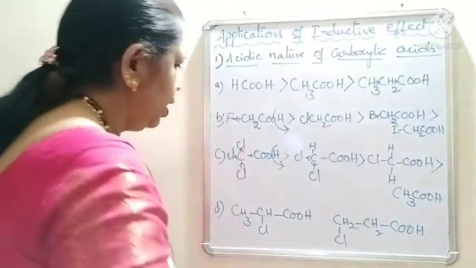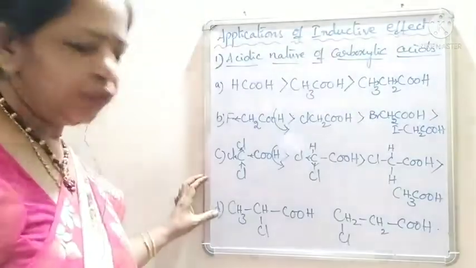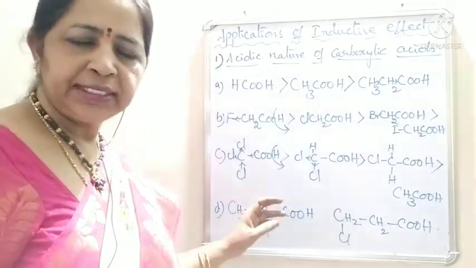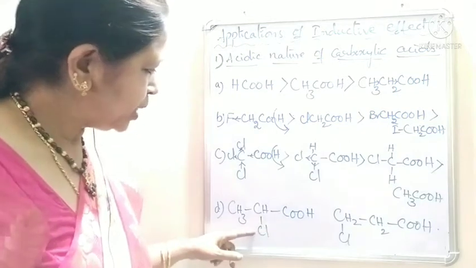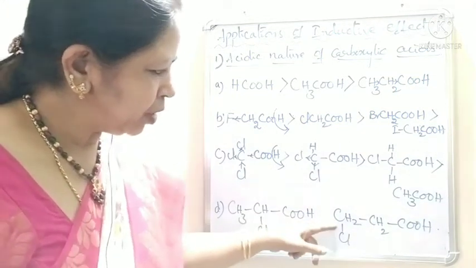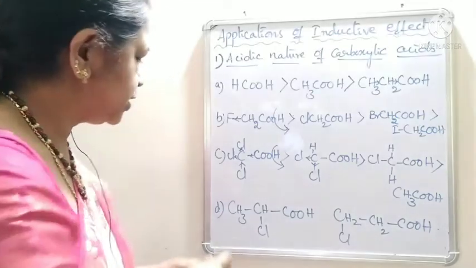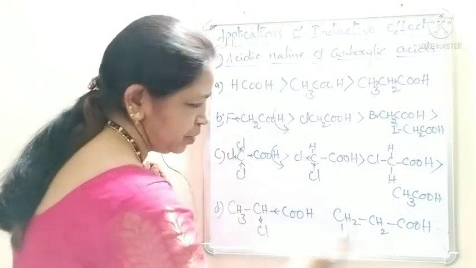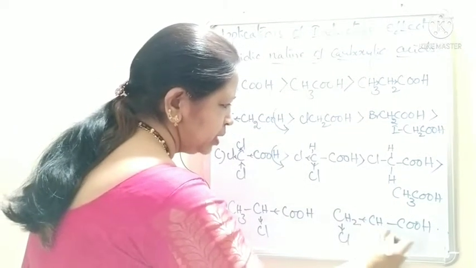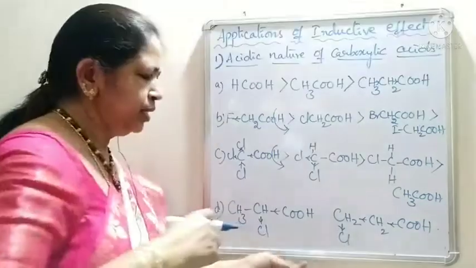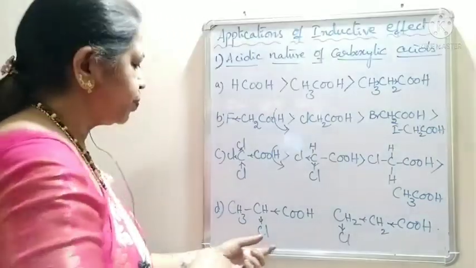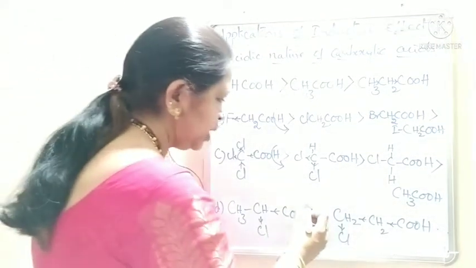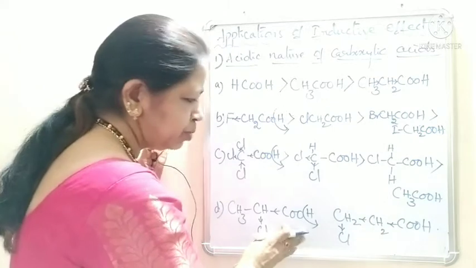than sign. And here in the fourth case, the inductive effect is distance dependent. This chlorine is present on the alpha carbon, and in this chlorine is present on the beta carbon. So, the sigma bonded electrons will move towards the chlorine atom in the first case and in the second case also, but the inductive effect is less in the second case. So, the negative charge is moving towards the chlorine here. So, this proton can be easily eliminated. So, it is more acidic.